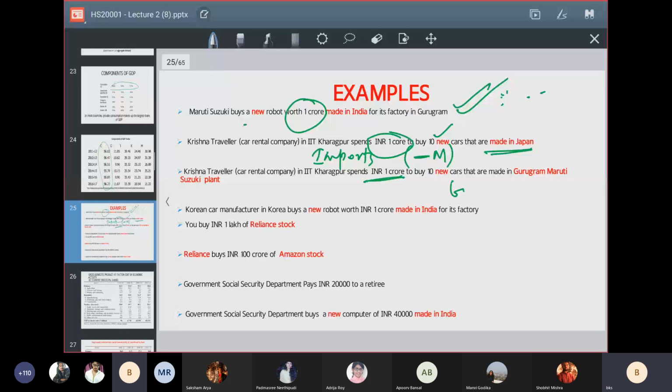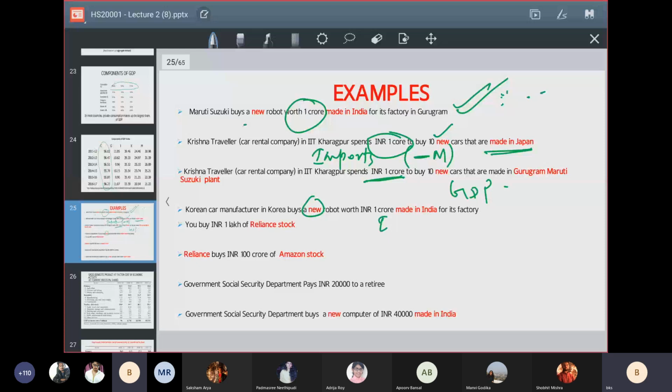The other example is a Korean car manufacturer in Korea buys a new robot worth 1 crore made in India. So the robot is made in India and it is new, and this is part of our GDP, even though a Korean car manufacturer in Korea buys it. That implies it's an export from India. As you remember, exports are added to our GDP, so that constitutes part of our GDP.